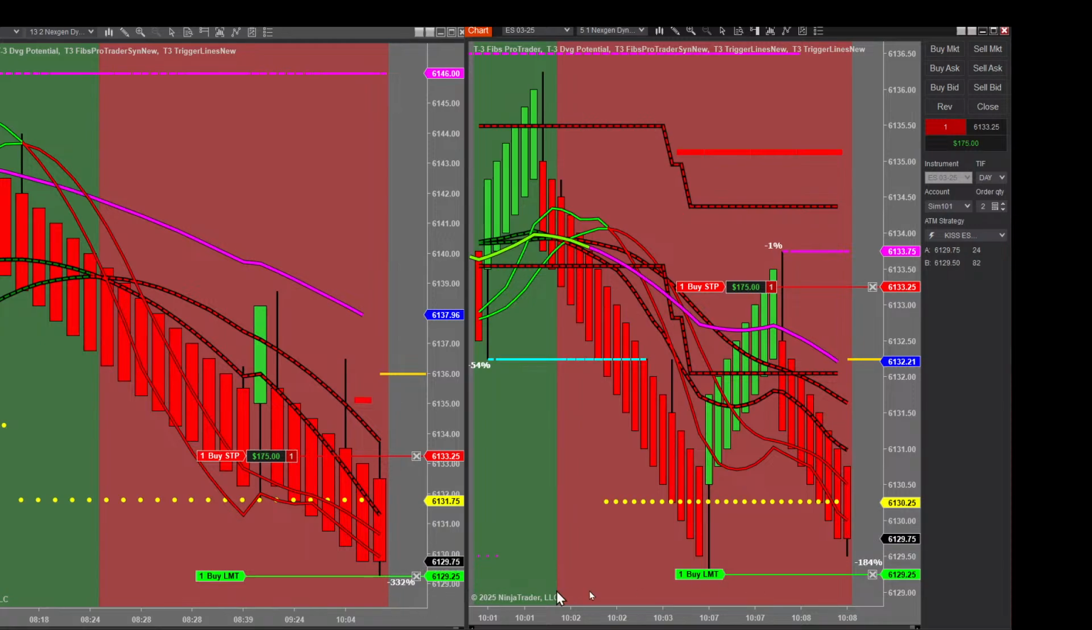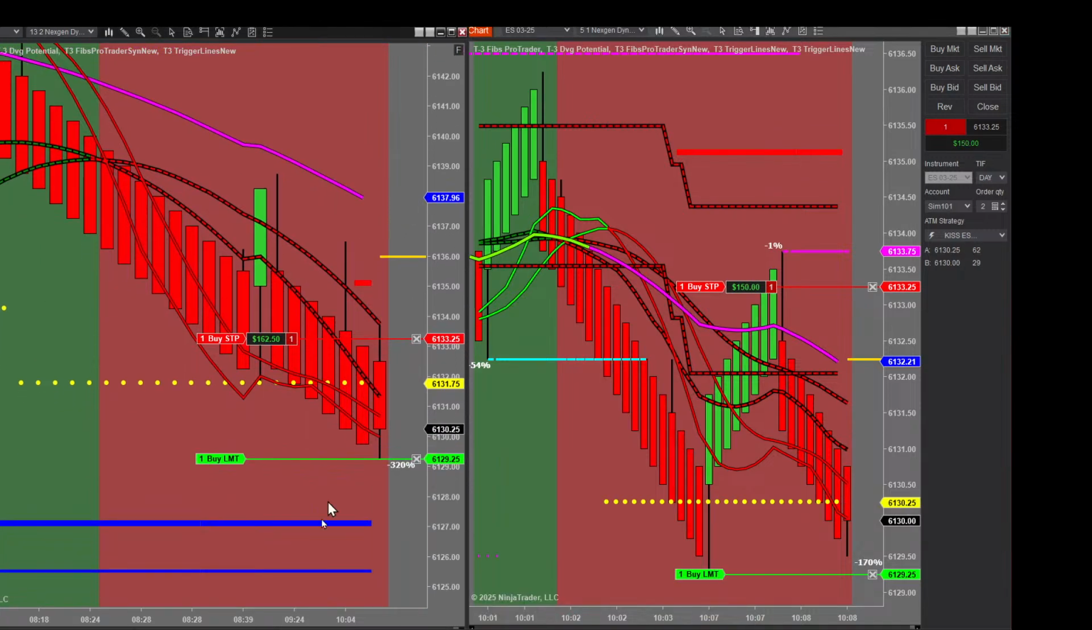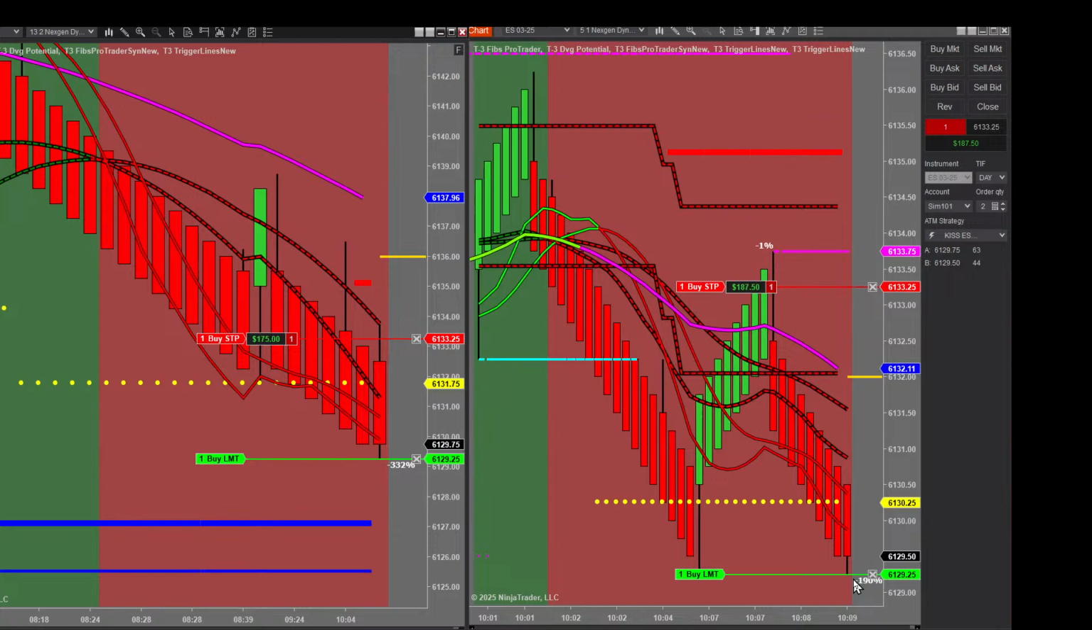Oh, they tapped it but didn't hit it. Let's see what they do. What do you think, guys? You just made $100 by following rules. You have zero risk on the trade. You're like 2 ticks away from profits. Come on. So close, huh?